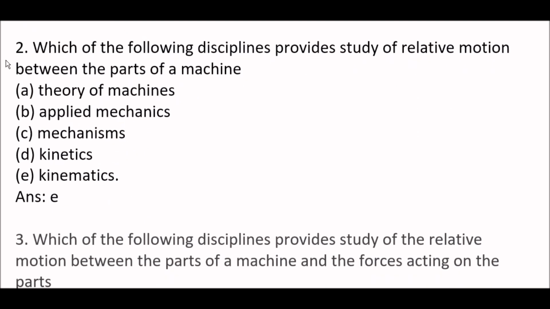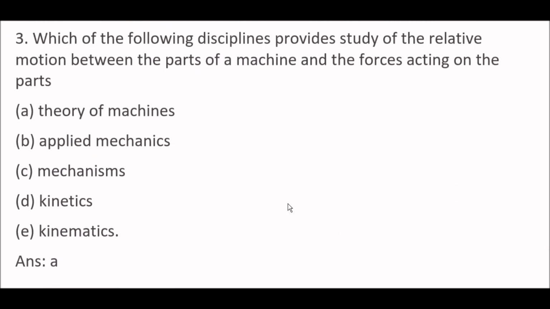Which of the following disciplines provide a study of relative motion between the parts of a machine? Option A, theory of machines. Option B, applied mechanism. Option C, kinetics. Option D, kinematics. Right answer is option E, kinematics. Okay, kinematics discipline provides a study of relative motion between the parts of a machine.